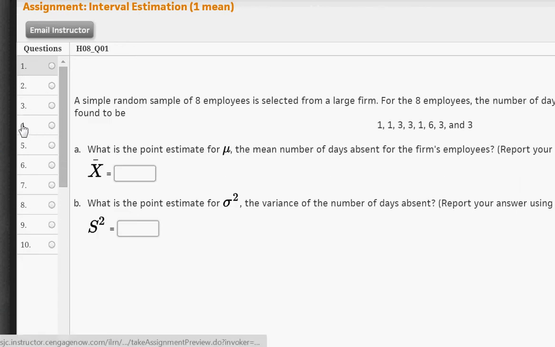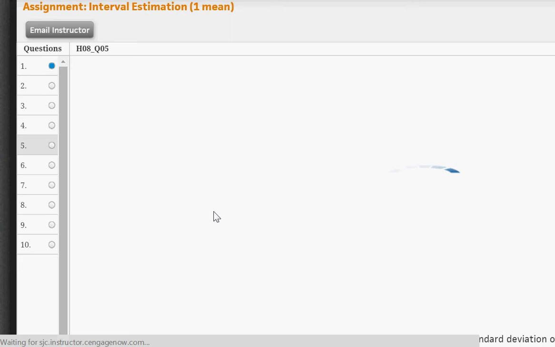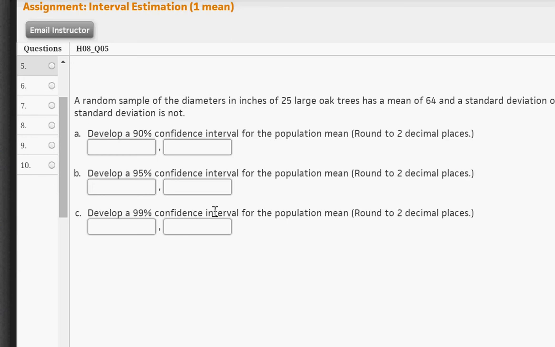Hopefully you didn't have any questions on 1 through 4. Everybody hopefully got that. I didn't get any emails from anybody, I don't think. But on number 5, this is a series of confidence intervals, one for 90, one for 95, and one for 99% confidence. And it's for a population mean.